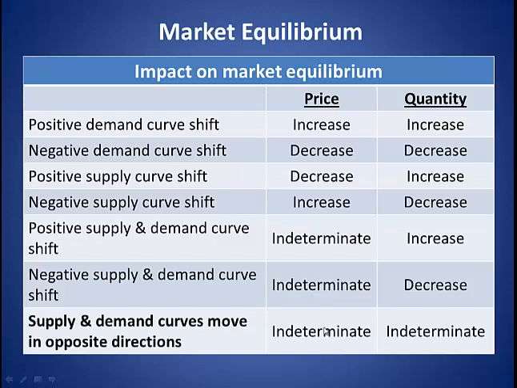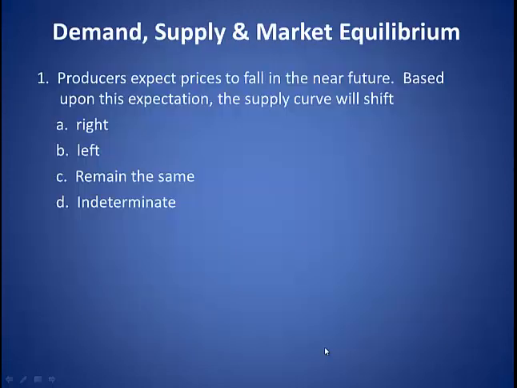Okay, now with this chart in mind, let's take a look at question 1. This won't even involve that chart. It says, producers expect prices to fall in the near future. Based upon this expectation, the supply curve will shift. Now, we're not asking for equilibrium. We're just asking which way will the supply curve shift? So go ahead, take a look at the question, stop the video. When you've made your answer, restart the video and review the question 1 answer.